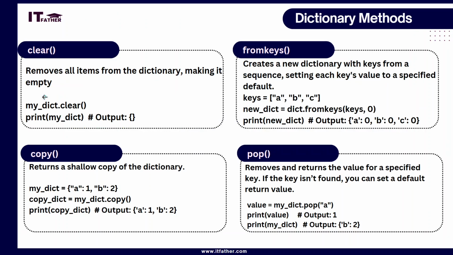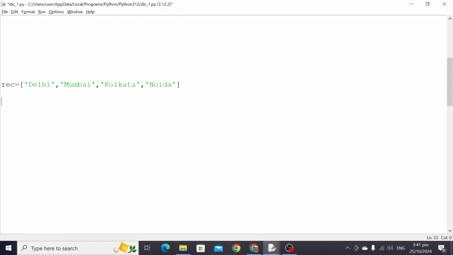For example, city details equal to dict. Dict is a function which is used to create an empty dictionary. So dict dot fromkeys, right, fromkeys. And now here we have to pass record, comma. Now after record we have to pass the default value. The default value I am passing here is NA, right.